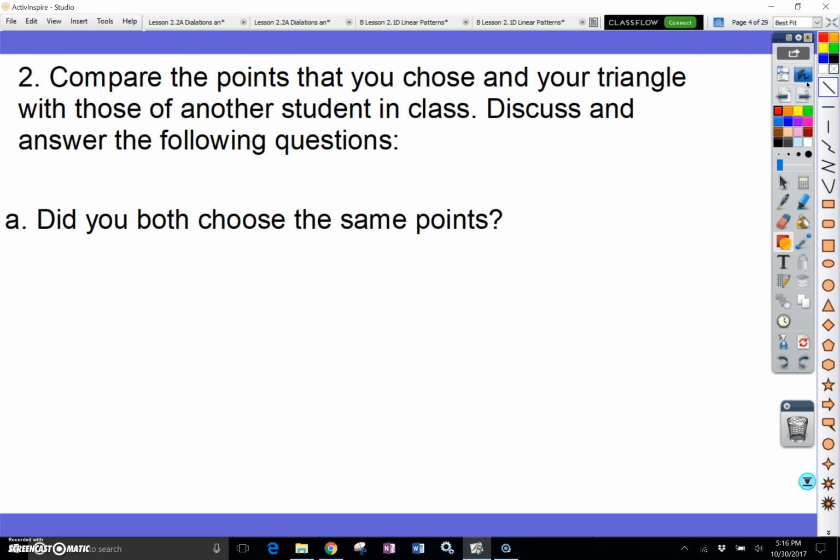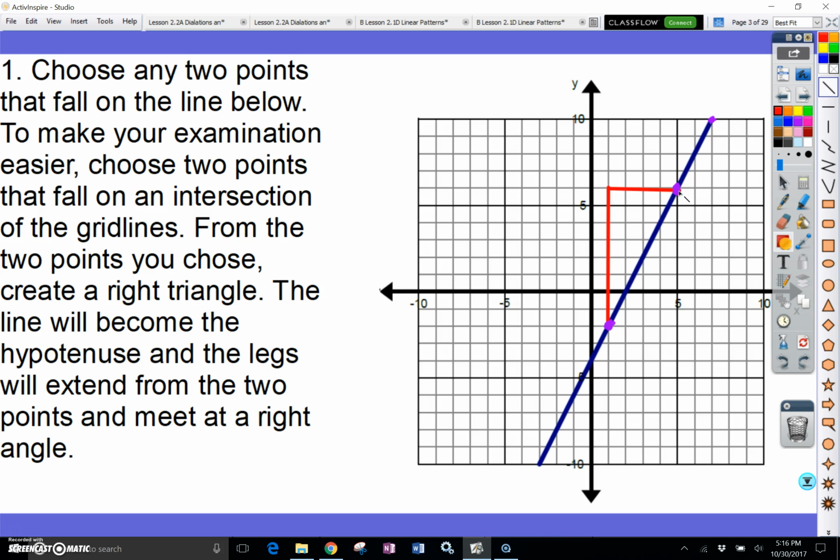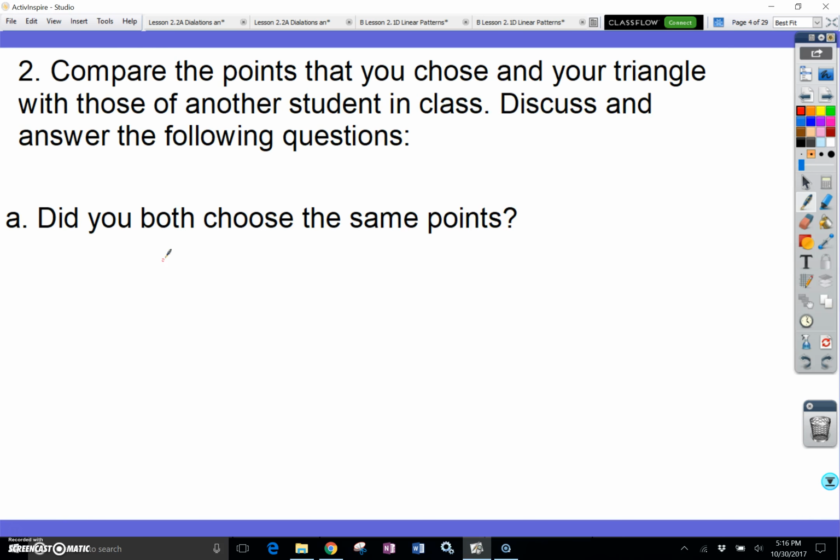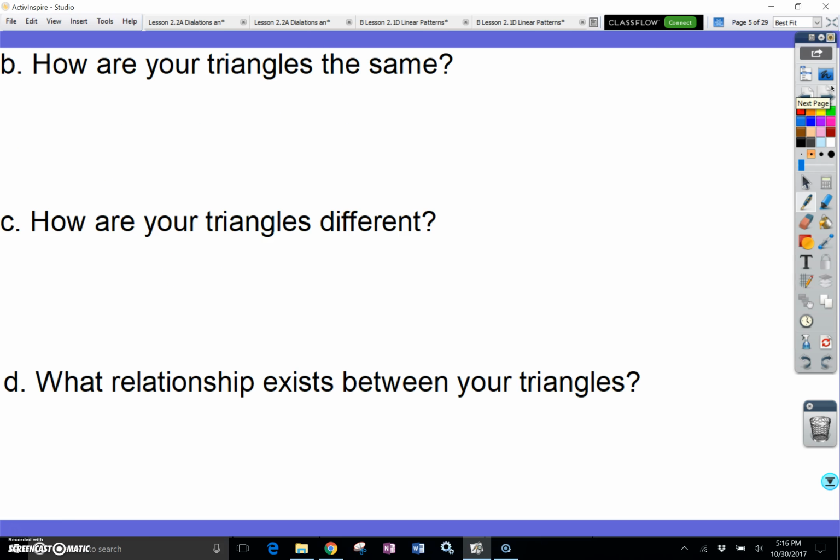It says compare the points that you chose and your triangle with those of another student in the class. Discuss the following questions. So what I want you to do is, I chose these points, and I'm going to be your partner in this one, so I want you to choose different points. It says, did you both choose the same points? I told you to choose different ones, so I wrote no. How are your triangles the same? How are your triangles different? What relationship exists with your triangles?